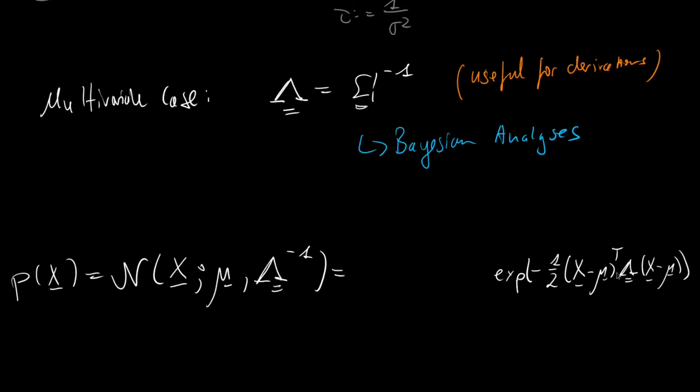And here we also see the advantage of using the lambda, because we no longer have the inverse in the exponential. And the normalization constant also becomes simpler, because then the determinant is in the numerator, and we divide by 2 pi in brackets raised to the power of d.